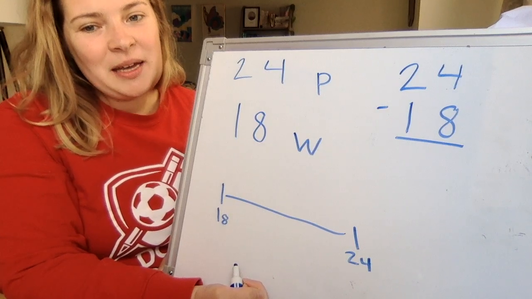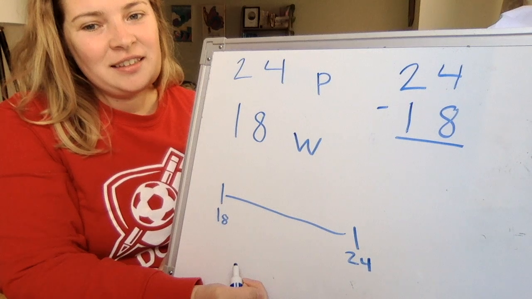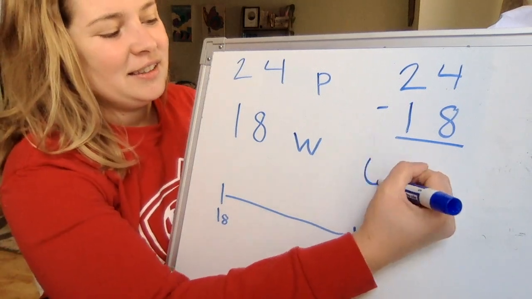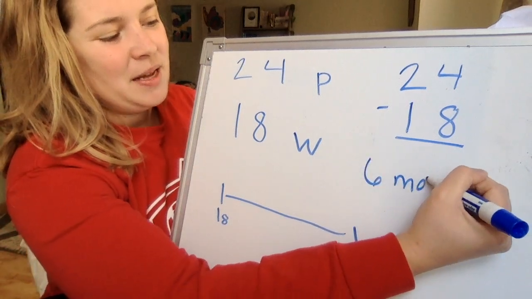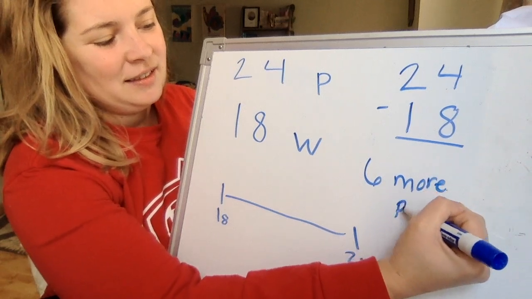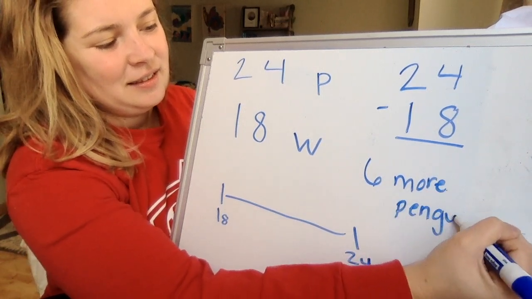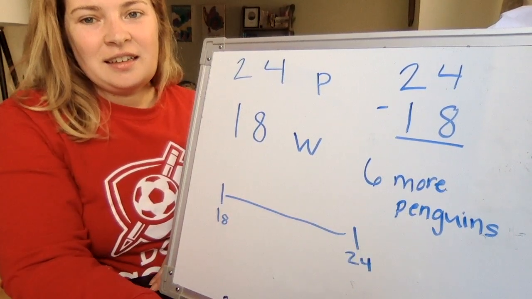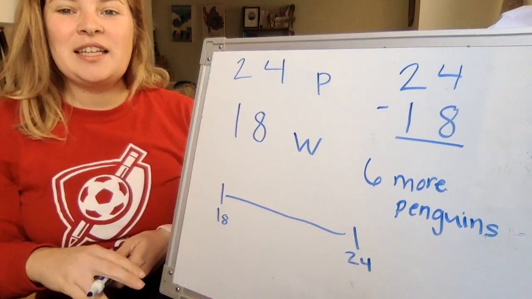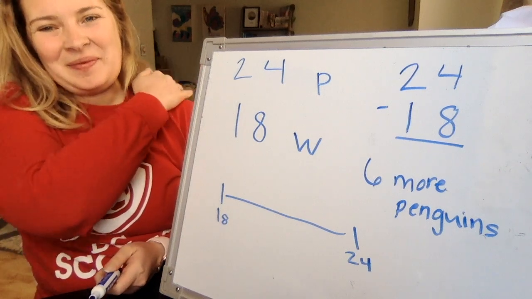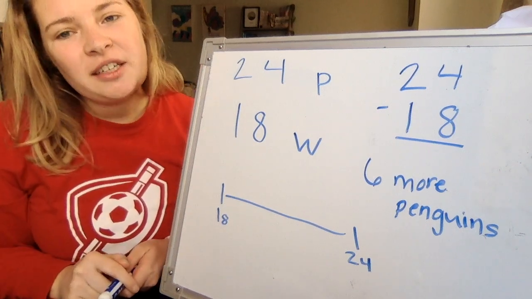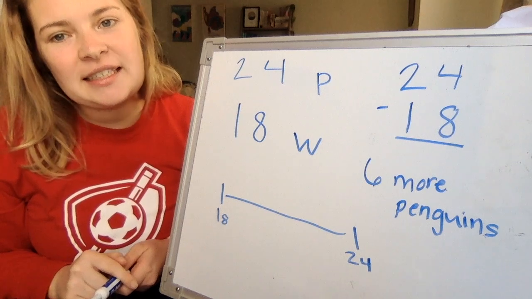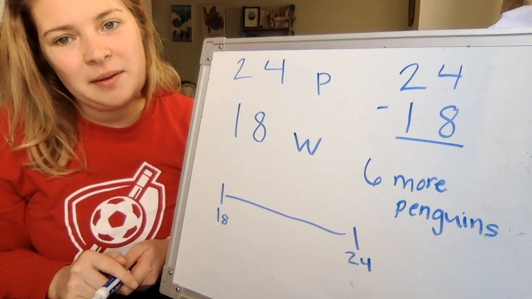How many more penguins are there than whales? There are 6 more penguins. If you got this answer right, give yourself a pat on the back. If you got this answer incorrect, let's practice to see if we can figure out where we made the mistake.